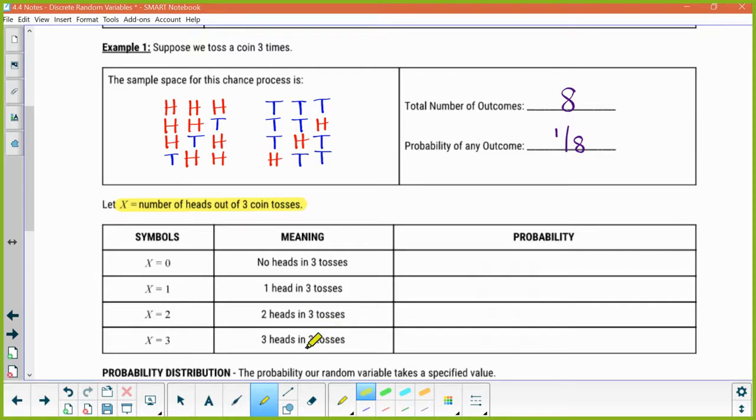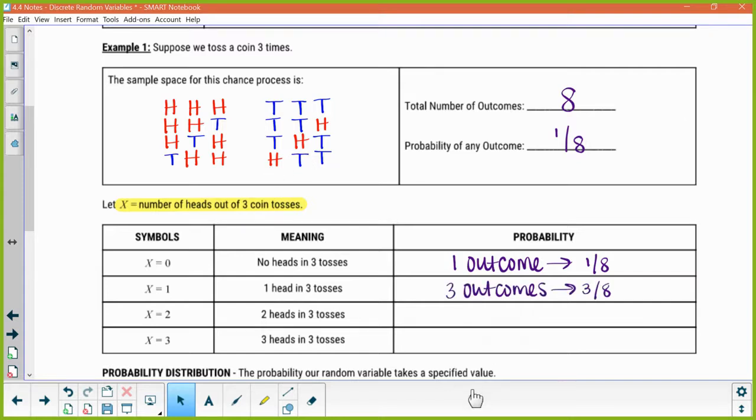So now we're going to define that probability by going in and saying, well, the probability of me getting no heads in 3 tosses is that event tails, tails, tails. So that's one outcome, 1 out of 8. Probability of 1 head in 3 tosses, I can go in and see 1 head, 1 head, 1 head, 3 outcomes, 3 out of 8. And for 2 heads, that is also 3 outcomes, 1, 2, 3. And then 3 heads in 3 tosses, that's our one event, heads, heads, heads. So I get one outcome, 1 out of 8.